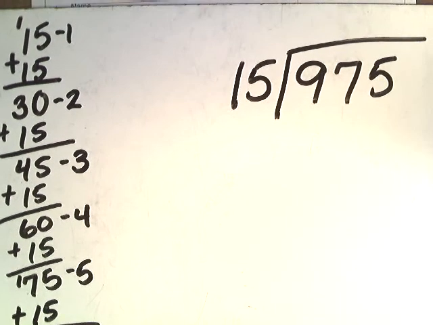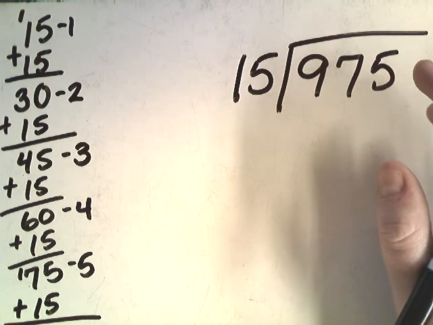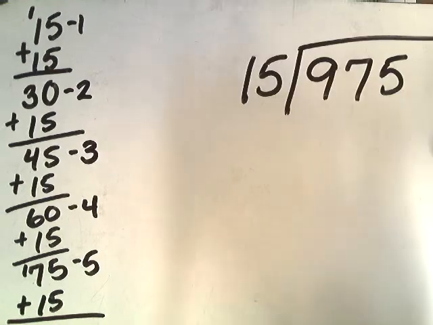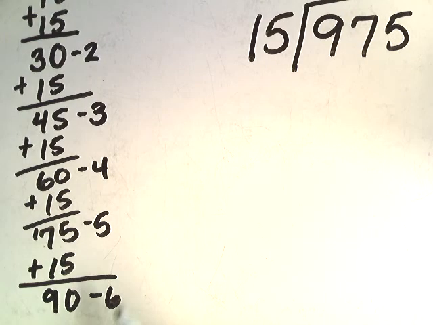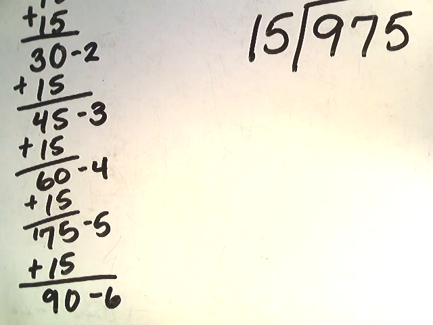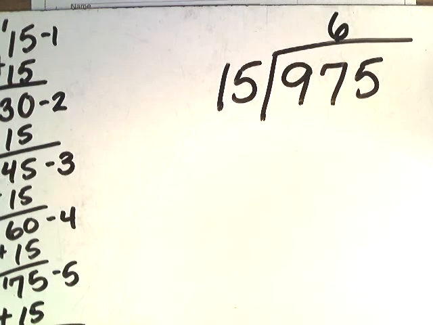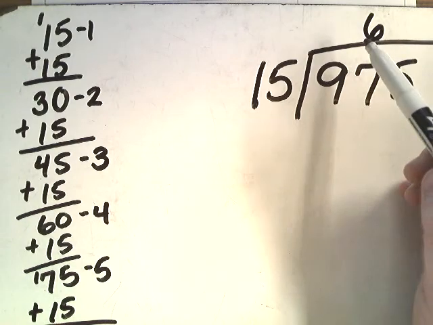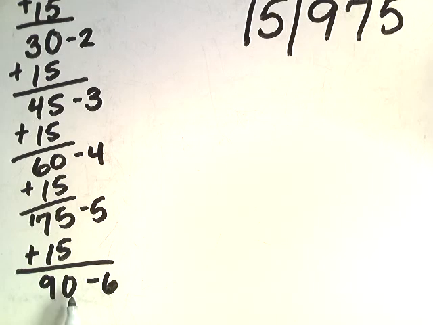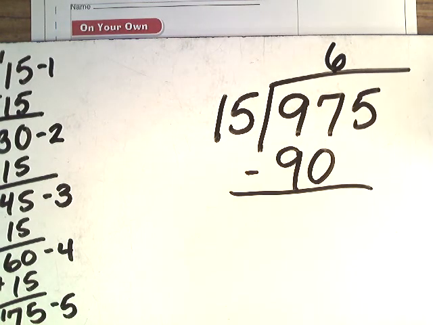So we have 15 into 97. So we want to know how many groups of 15 there are in 97. So we go down here, we look at this. 6 gets us to 90, which is close, but doesn't go over, right? So we're going to use 6. The beautiful part about this is we know what 6 times 15 is because we did it over here. 6 times 15 is 90. Now we subtract.